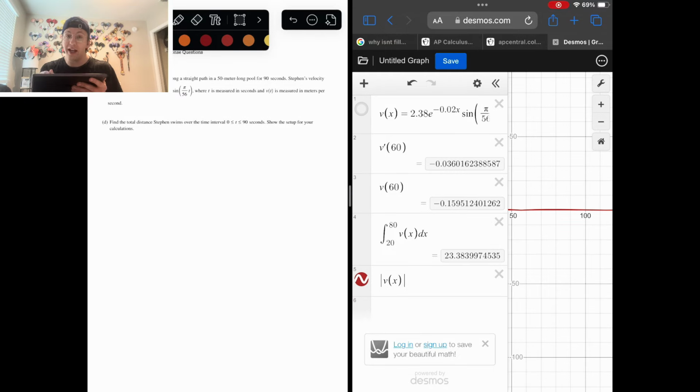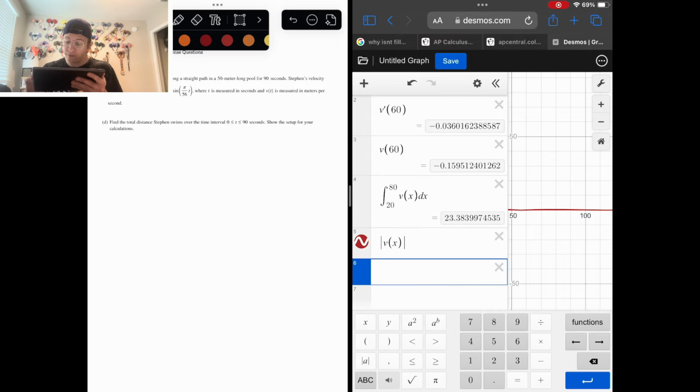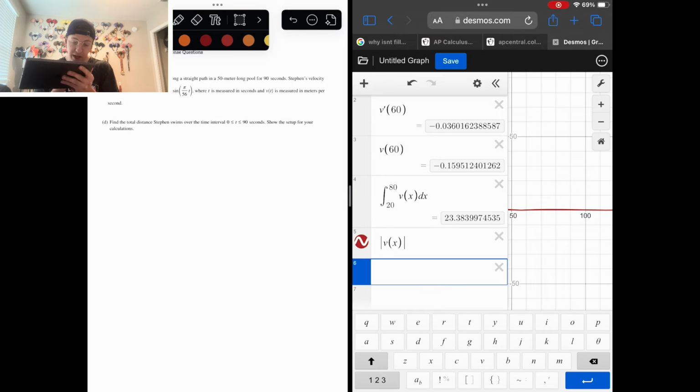So what we're going to do is integrate this new function, the absolute value of v of x. So I'm going to do the integral. Let me write that down. The integral from 0 to 90 of the absolute value of v of x dx. Because again, we only want to add the distance that he accumulated, not subtract the distance that he went back from. Kind of like with displacement.